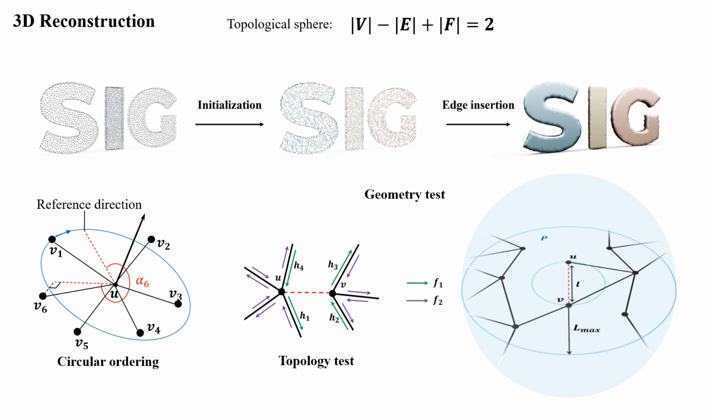Take the edge UV as the example. We search all the edges within the search radius of half L plus L max, where L max is the maximum length of existing edges. If no edge intersects edge UV, then it passes the geometry test.